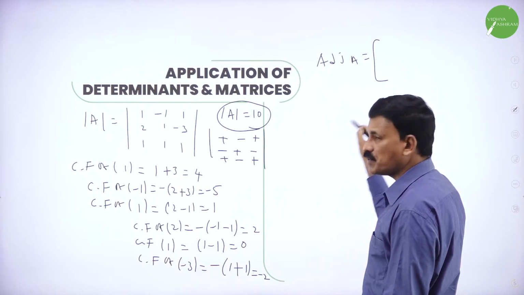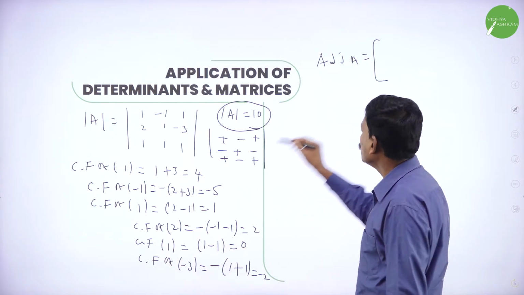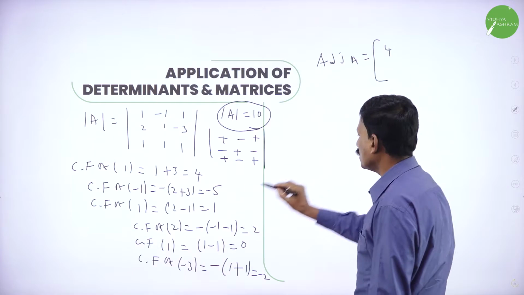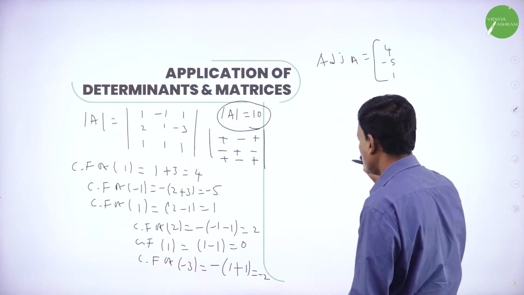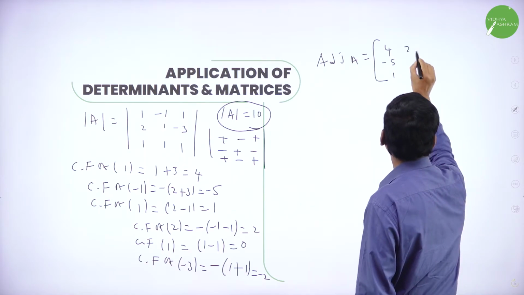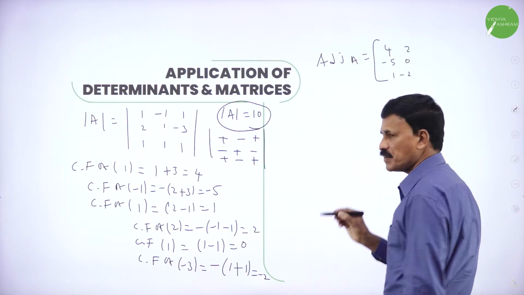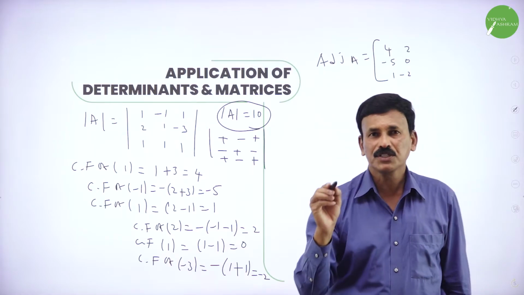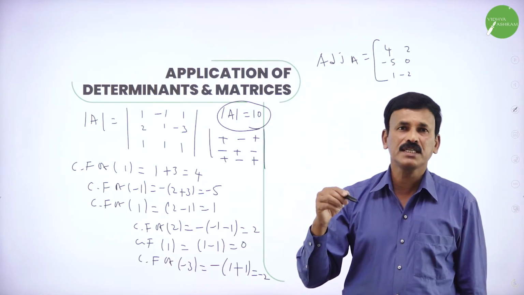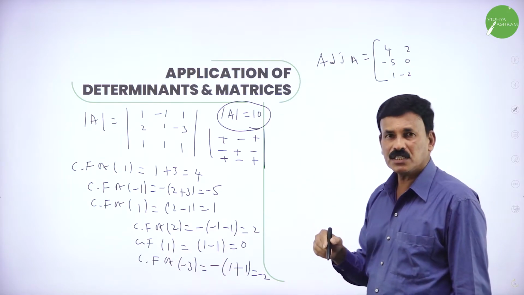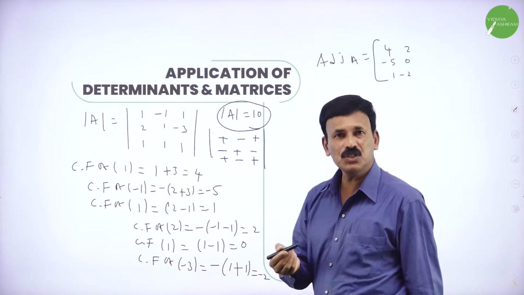So instead of writing the first row, write it as the first column. So adjoint of A is 4, minus 5 and 1. Second column is 2, 0, minus 2. In the first method, the first problem, I took the cofactors and transposed it for adjoint. Now I am straight away taking the adjoint by writing the elements in columns instead of in rows.